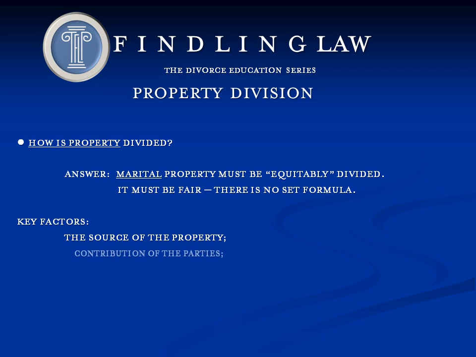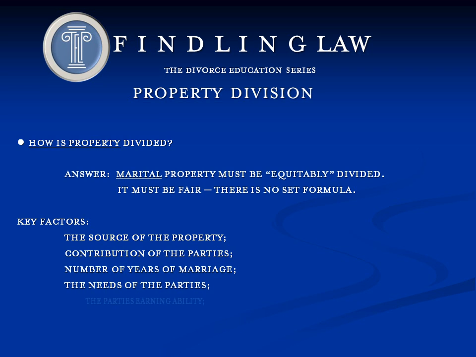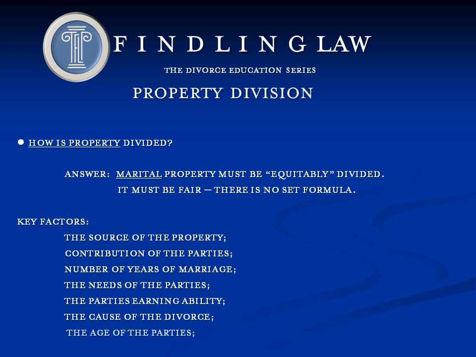Key factors are source, contribution, the length of the marriage, what are the parties' needs, right? The earning ability of the parties, the cause of the divorce, the age of the parties, and the health of the parties. These are the Sparks versus Sparks factors. They're readily available online. There's some other statutory factors as well that we're citing here. But it's important to notice the cause of the divorce.